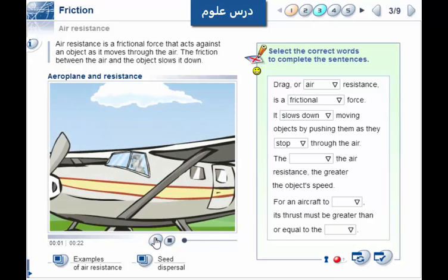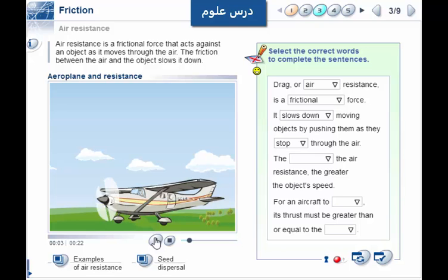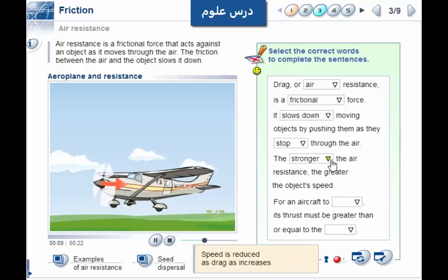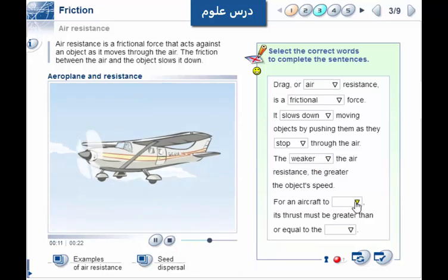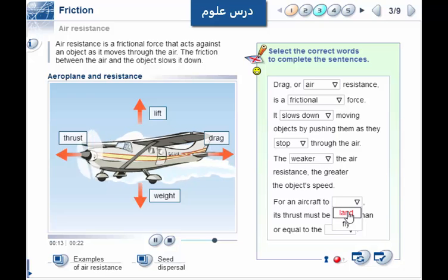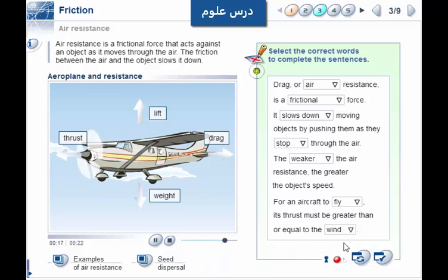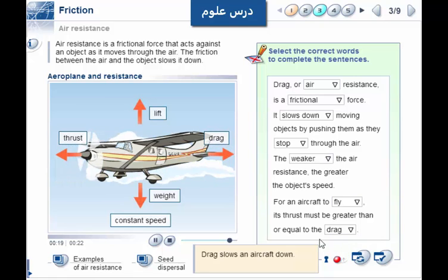Let us observe an example of air resistance. Air resistance, or drag, increases as speed increases until the forces are equal or balanced so that the object, in this case the aeroplane, moves at a constant speed.